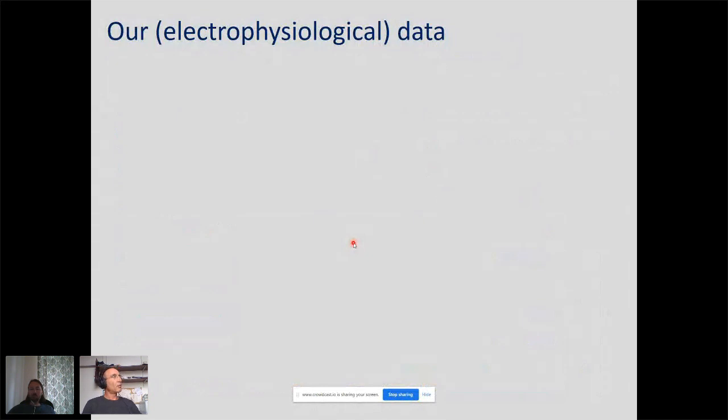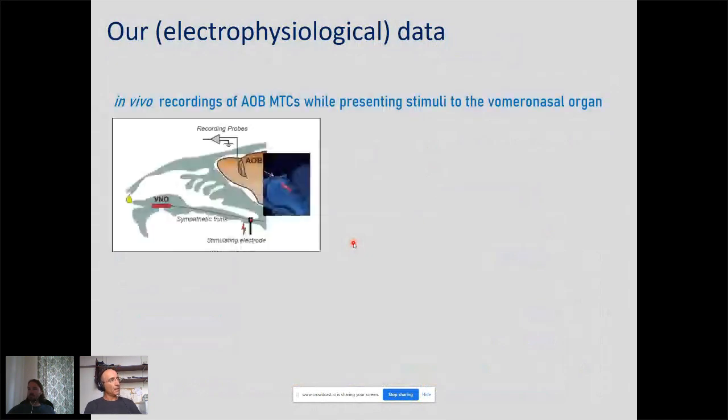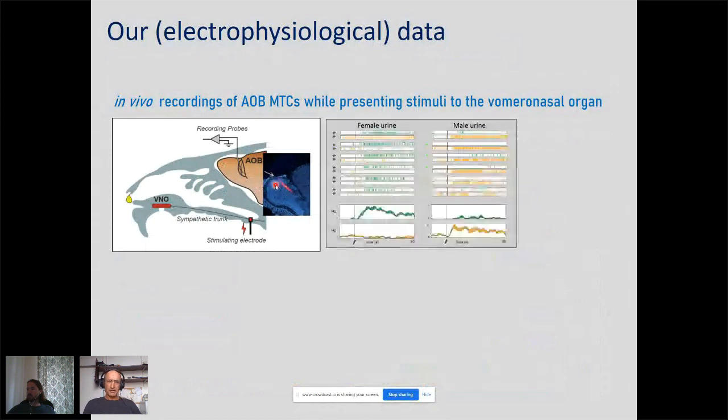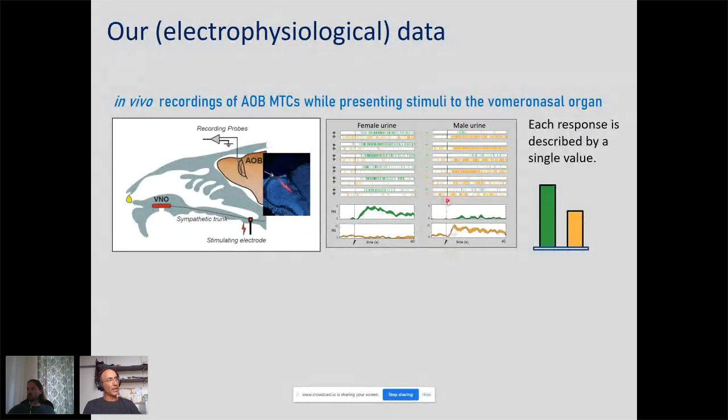So first of all, we have electrophysiological data. In our experiments, we use multi-site electrodes, and we record activity of the neurons that I mentioned, the mitral tufted cells of the accessory olfactory bulb. We present stimuli to the sensory neurons, and then we measure the rate changes in the mitral tufted cells. So here are examples of two neurons. One is specific for female urine, the other one is specific for male urine. This is just an example to show you the type of data that we have.